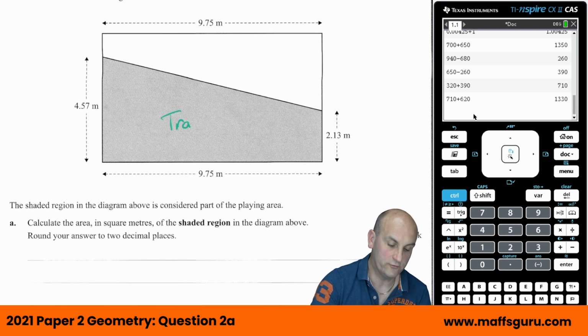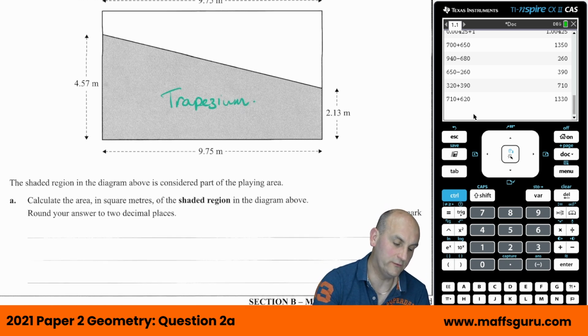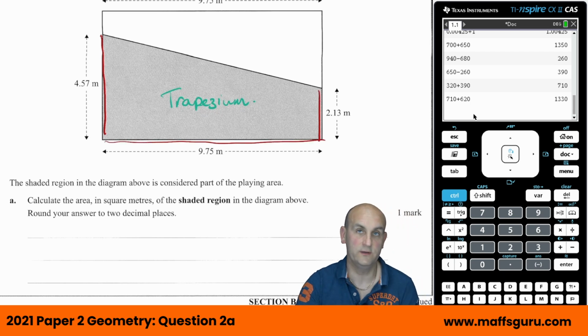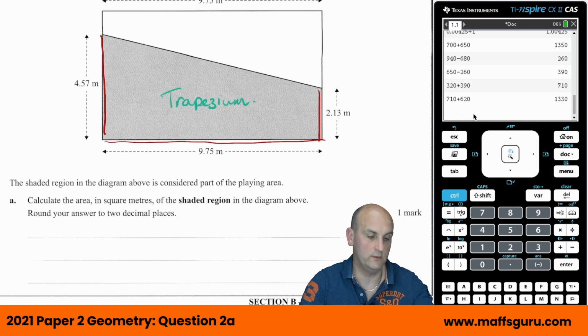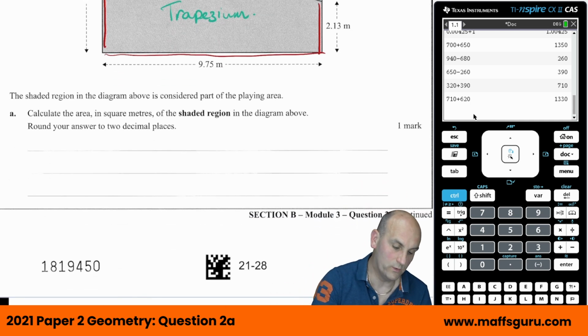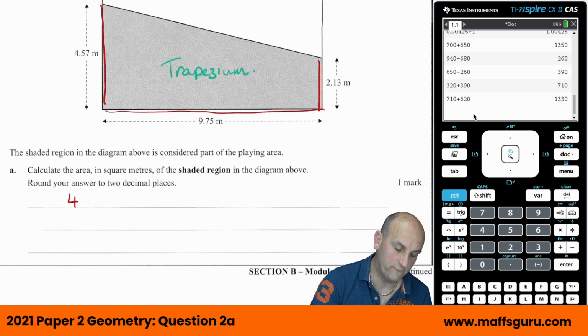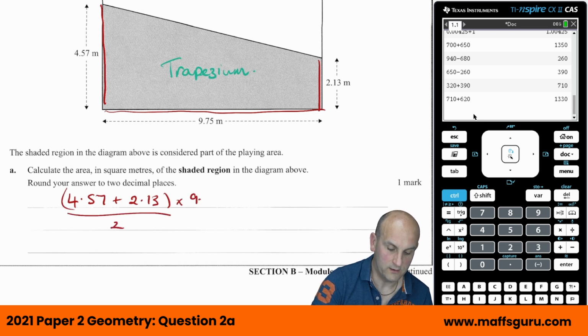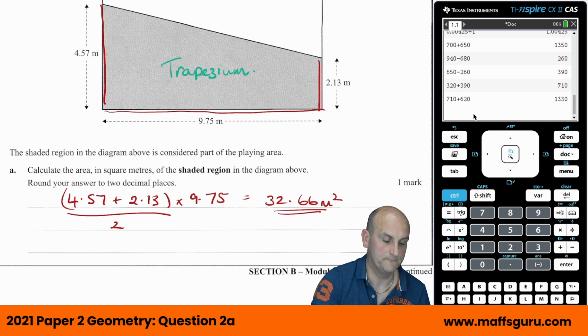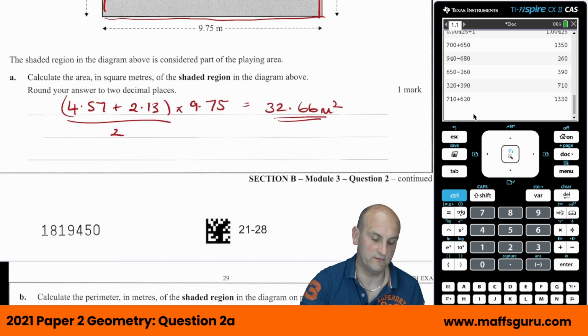This here is a trapezium. If you know how to find the area of a trapezium, you add together the parallel sides, multiply by how far apart they are, and divide by 2. So let's flick my bit of paper over. I did 4.57 plus 2.13, divided that by 2 and times it by 9.75, which gave me 32.66 meters squared. All right, trapezium, love it.